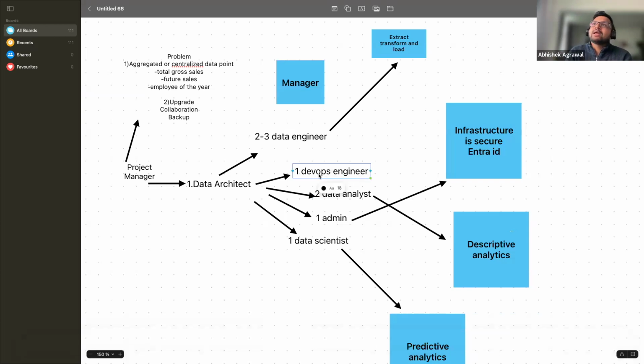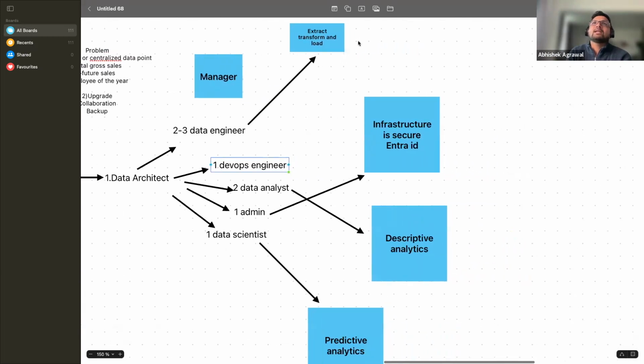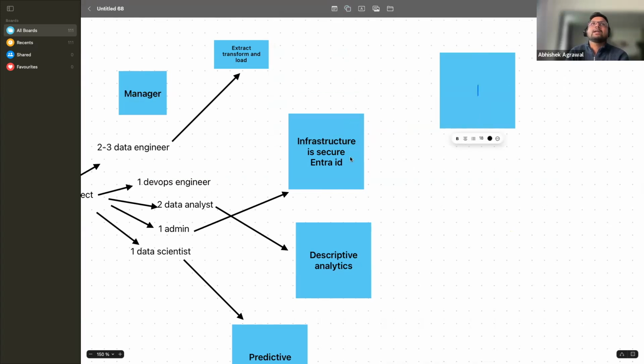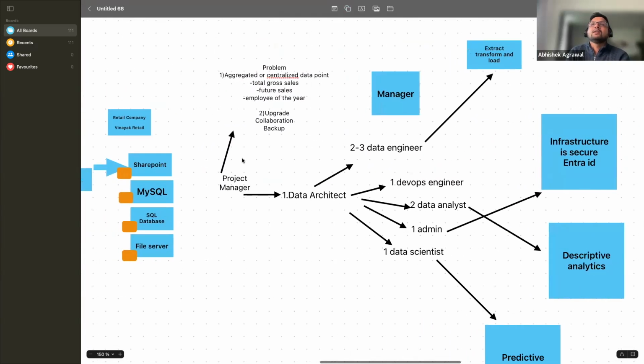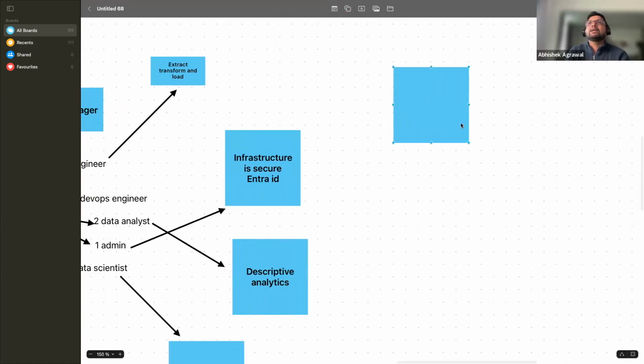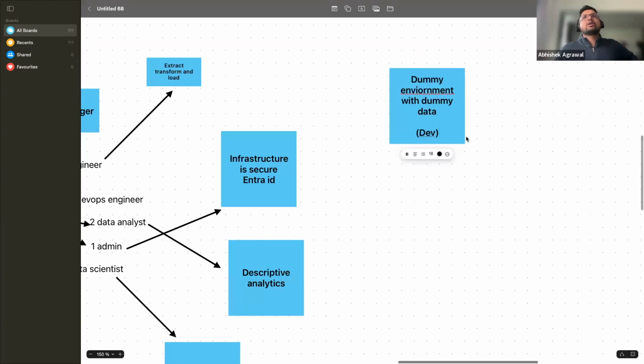Now what will a DevOps engineer do? A DevOps engineer will basically work on, suppose you hired all of these data engineers, right? So you will give the environment to them where they can do the development. So this Vinayak Retail will not give the access of all of these data points to all the developers in the beginning, right? They will create some dummy environment with dummy data, right? This is an environment, which is your dev environment. So what will Vinayak Retail do?